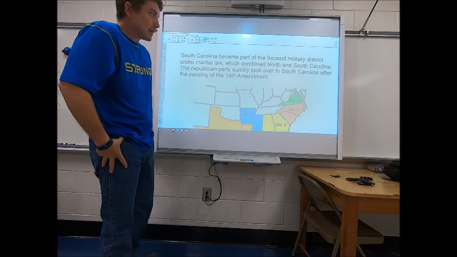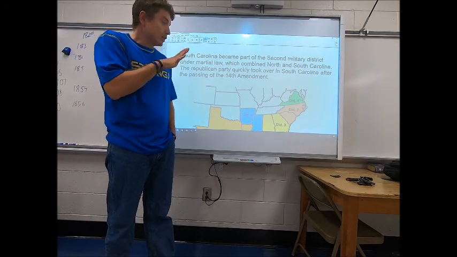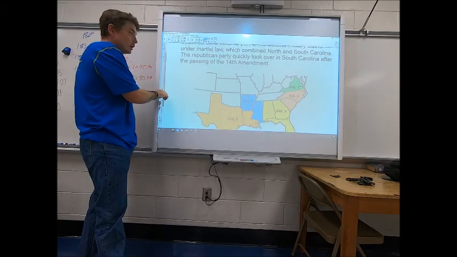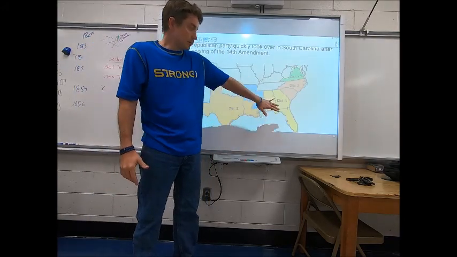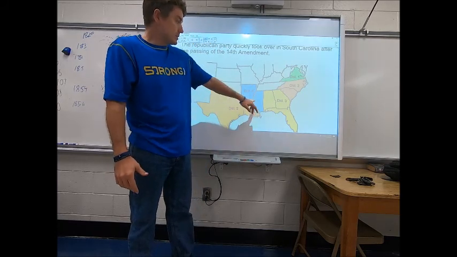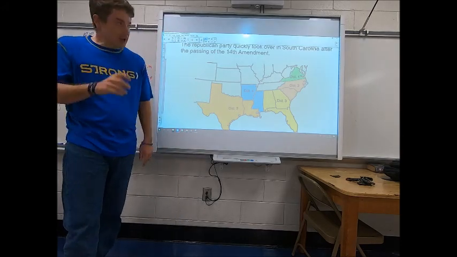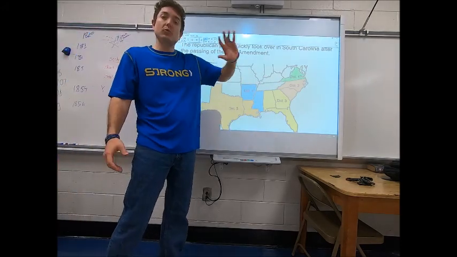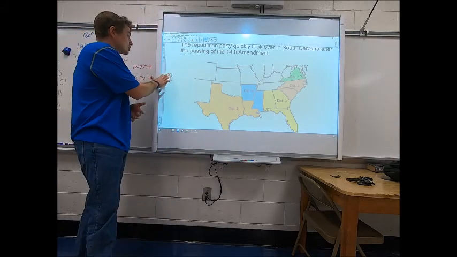Radical Reconstruction takes a little bit longer. South Carolina became part of the 2nd Military District. Remember, the South's divided into 5. We're District 2. So District 1's Virginia because it was the biggest state. District 3's Georgia, Alabama, and Florida. Mississippi and Arkansas are District 4. Louisiana and Texas are District 5. If you notice, remember, Tennessee was conquered before the war was over. Tennessee was never in Reconstruction.